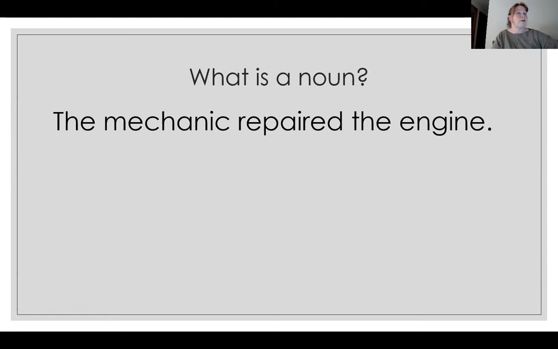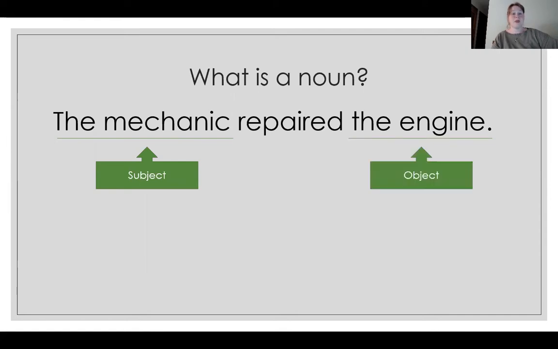There are how many nouns? Two. The first is the mechanic. The mechanic is doing the action, so the mechanic is the subject of the sentence. The second noun is the engine. The engine is the receiver of the action, so it's the object of the sentence. We can use nouns as both the subject and the object of the sentence, and we can also use noun clauses as the subject and the object of a sentence.